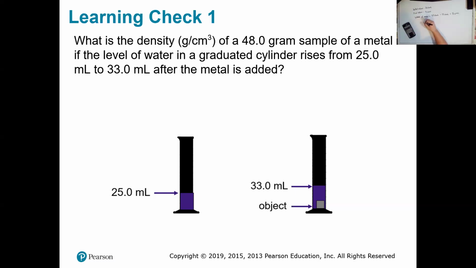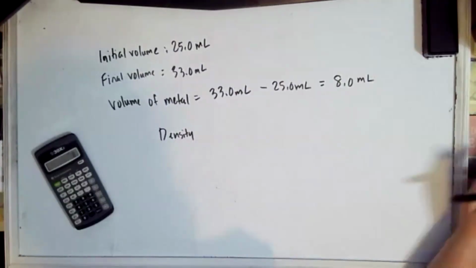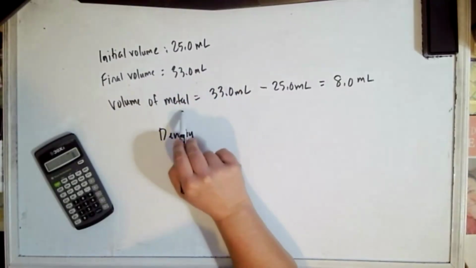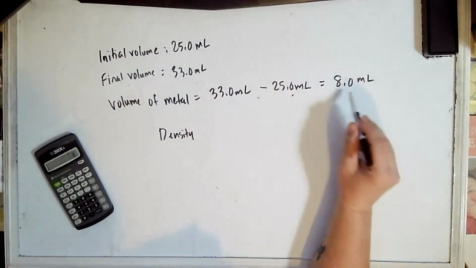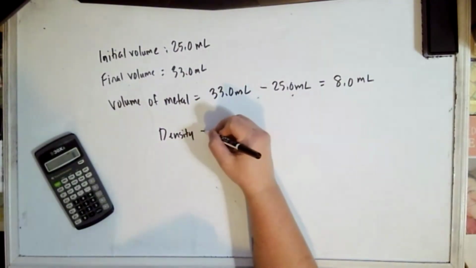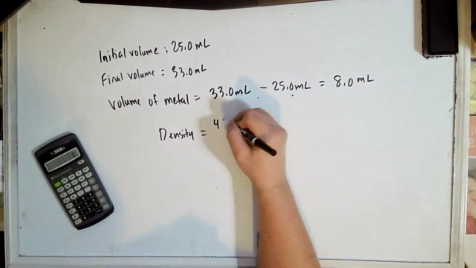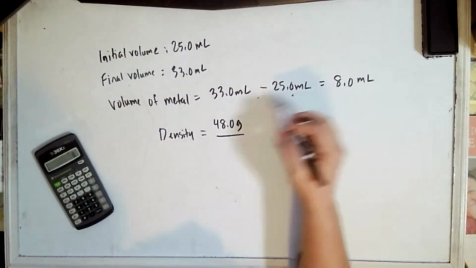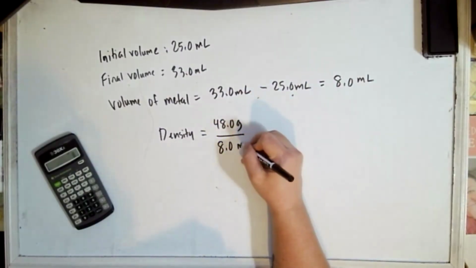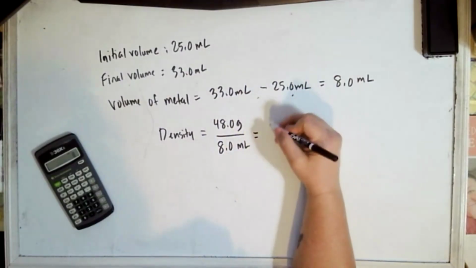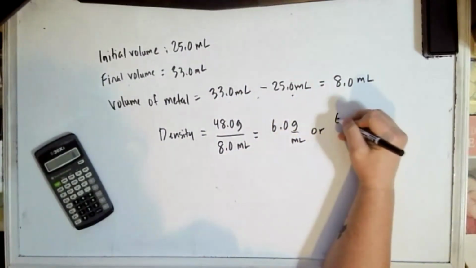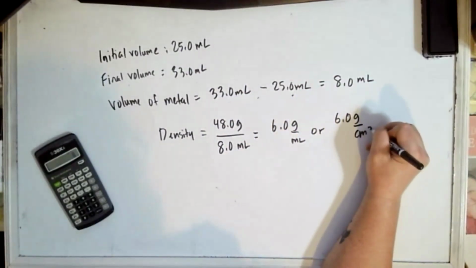And now to find the density. Oh, I've got to stop so you can see my screen. So our initial volume was 25. Our final volume was 33. The volume of the metal is going to be 33 minus 25, so 8 milliliters total. To find our density, we'll take the mass value, which they told us was 48 grams, divided by the volume of the metal, which is our 8 milliliters. Then our density is going to be 6 grams per milliliter, or 6 grams per cubic centimeter.